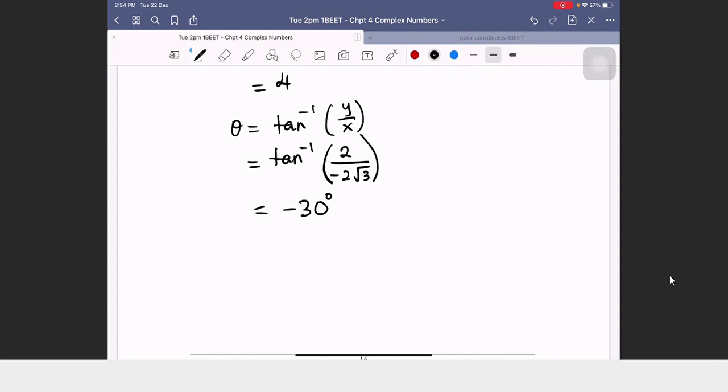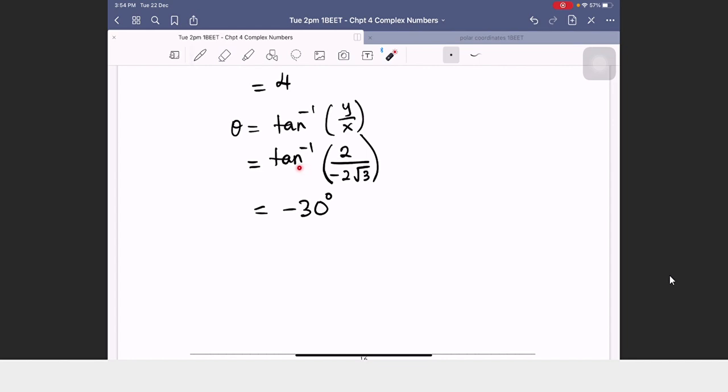Okay, remember tangent inverse? Recall in chapter 2 when we did our inverse tangent. By definition, the restricted domain for inverse tangent is from negative pi over 2 to pi over 2. That means the restricted domain for tangent inverse is only for quadrant 1 and quadrant 4.